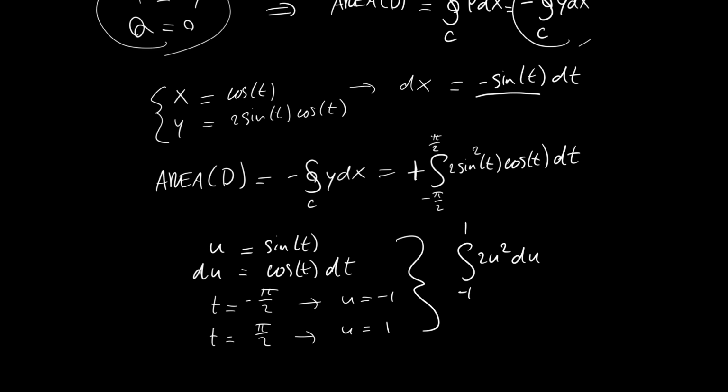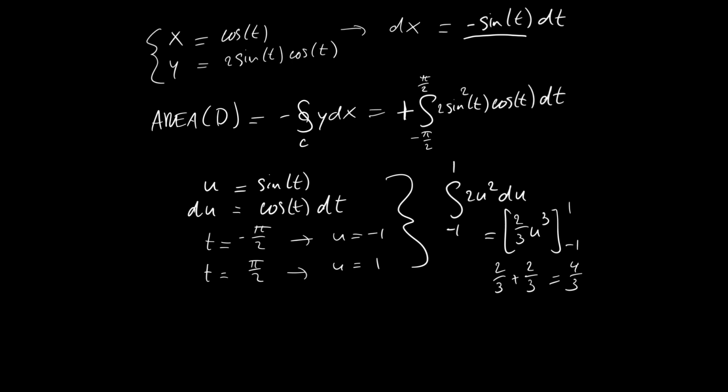Now let's work this out. This is going to be 2/3 u cubed, and then we have to evaluate that between 1 and minus 1, and we see that that will be 2/3 plus 2/3 is 4/3, and that's the final answer to this question.